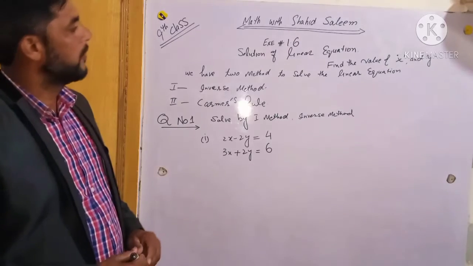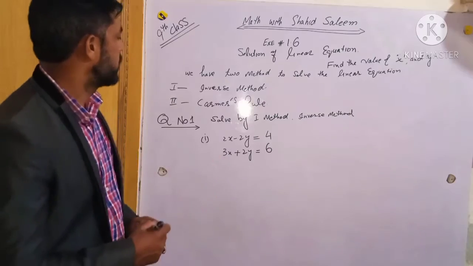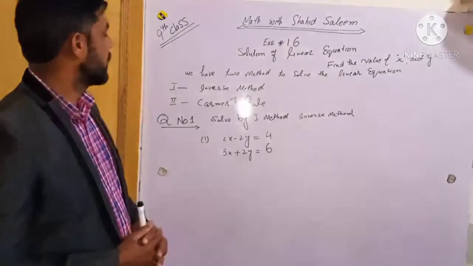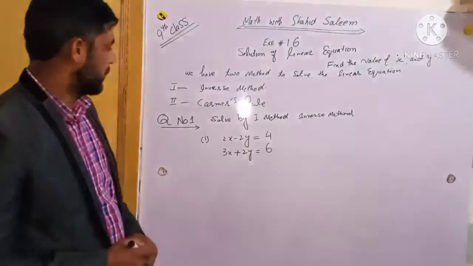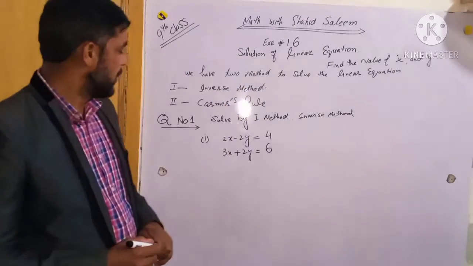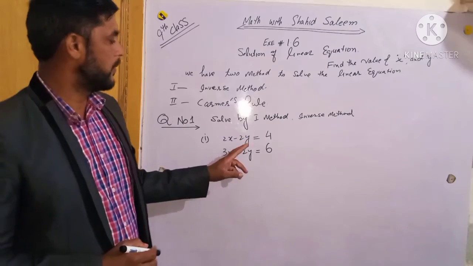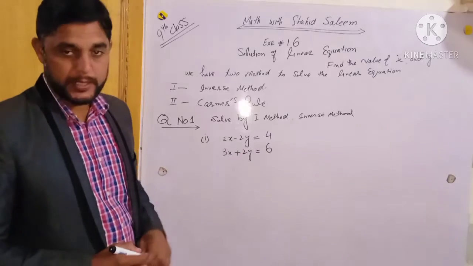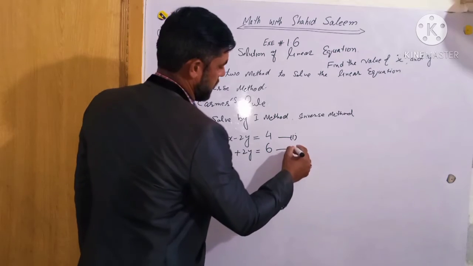In this exercise, we learn two methods to solve linear equations. The first method is the inverse method, or inversion method, and the second method is Cramer's rule. First of all, we discuss the inverse method. We have question number 1: 2x minus 2y equals 4 and 3x plus 2y equals 6. Here we have two equations, number 1 and number 2.